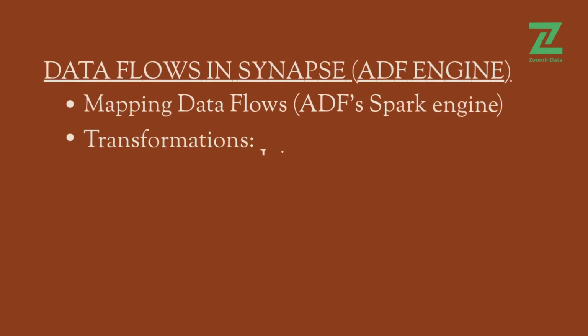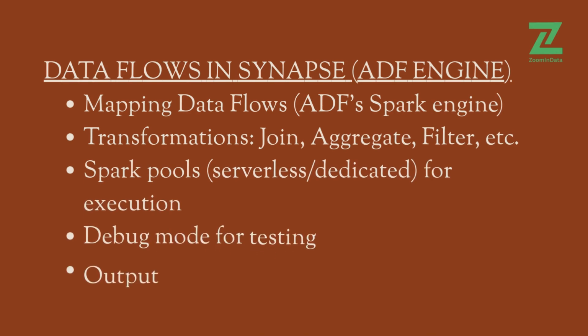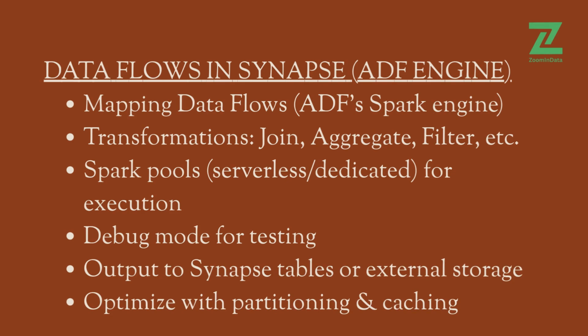Synapse supports mapping data flows powered by ADF's Spark engine, allowing complex transformations like joins, aggregates, filters, and more. Execution runs on Synapse Spark pools. Choose serverless for flexibility or dedicated for consistency. Use debug mode to test flows without full runs. Output results to Synapse tables, lakes, or external storage. For efficiency, apply partitioning and caching to speed up processing.